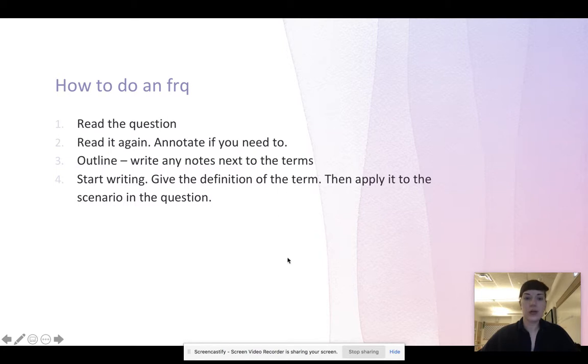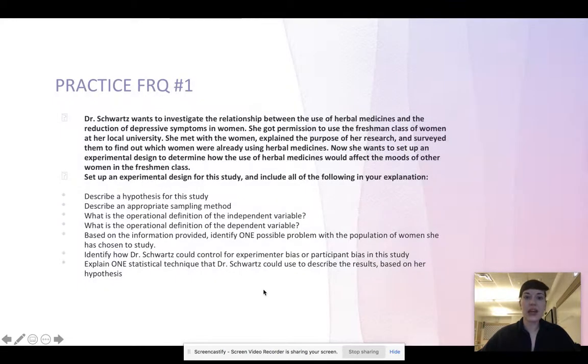So we're going to go through an FRQ together, one that's been on a previous test. And this happens to be an experimental one. And these are often harder. So we're going to go through these, okay?